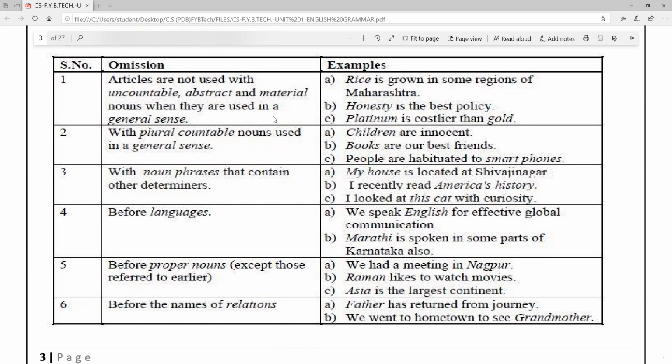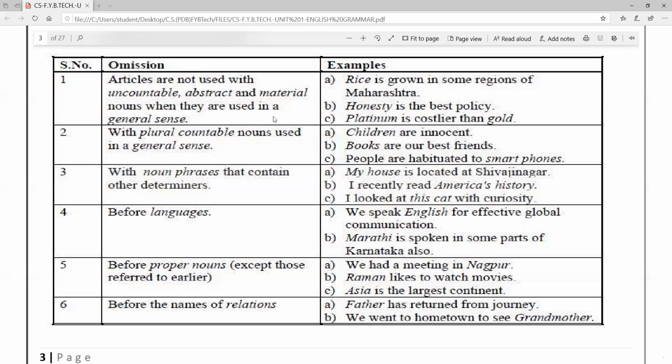Rice is grown in some regions of Maharashtra. Here rice is the material noun, or we can say that it is also the uncountable noun and it is used in general sense. म्हणजे आपण एकदम असं सामान्य किंवा we have not used it as a particular.